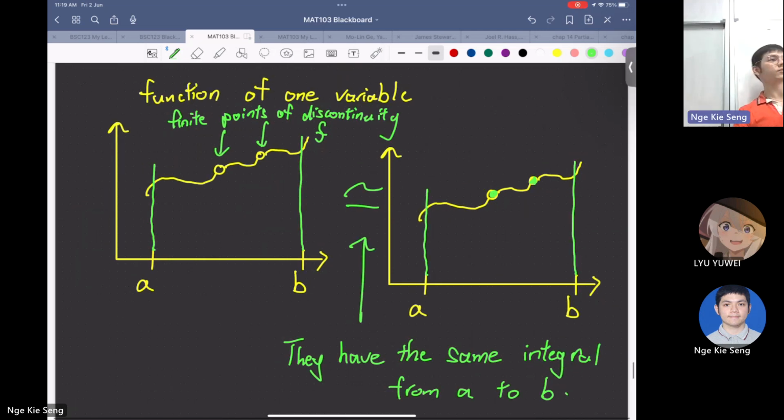So first you need to know why this is true. Conceptually, why is this true? At the point, you only remove a single line. So if you remove a single line from an area, it doesn't do much. Are you okay?